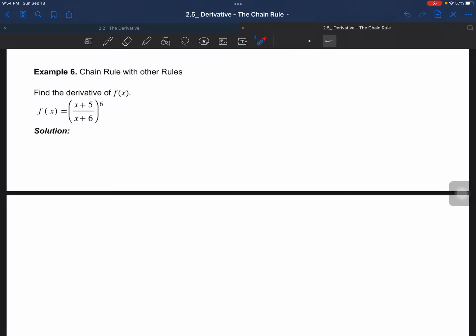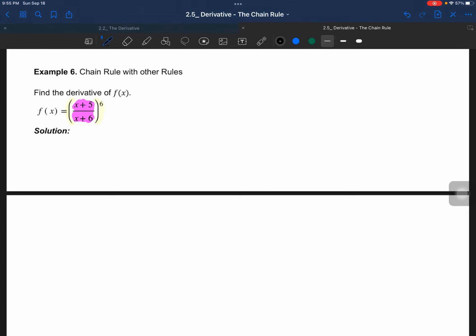All right, so let's try example 6 here. We're going to find the derivative of this function using the chain rule, but other rules as well. In this example, we can point out that the outside function happens to be a power function again, with the inside of this. Now this inside happens to be a quotient, so along the way, I promise you we're going to have to use the quotient rule.